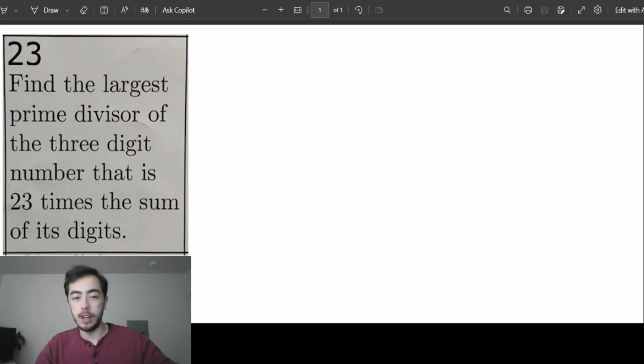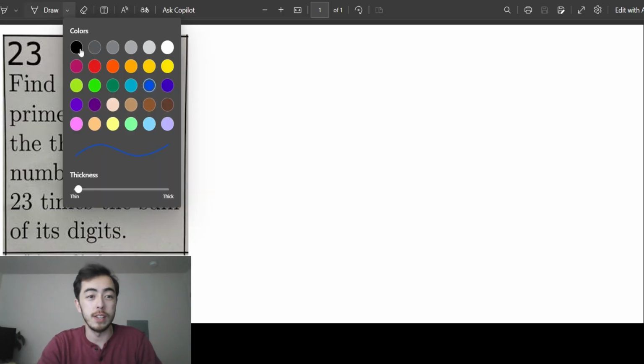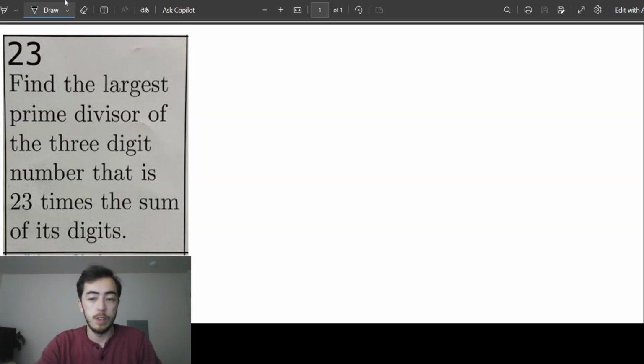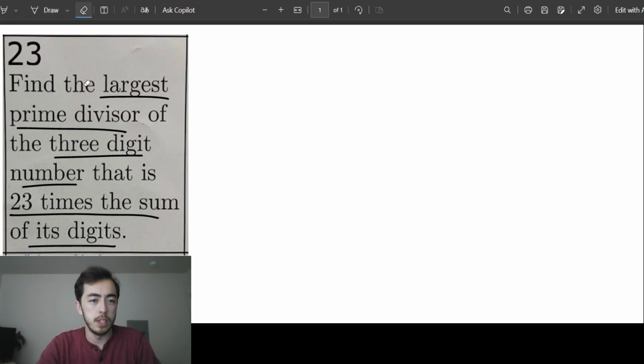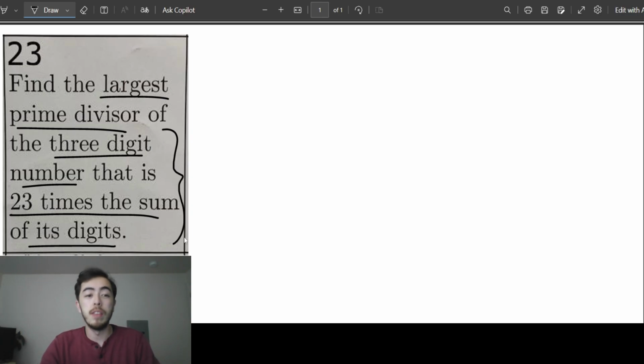And we should show why today's answer is 23, because that's today's date. So we need to find the largest prime divisor of the three-digit number that is 23 times the sum of its digits. Okay, I'm just going to try to hunt down this three-digit number first, and then I'll deal with this largest prime divisor part next.